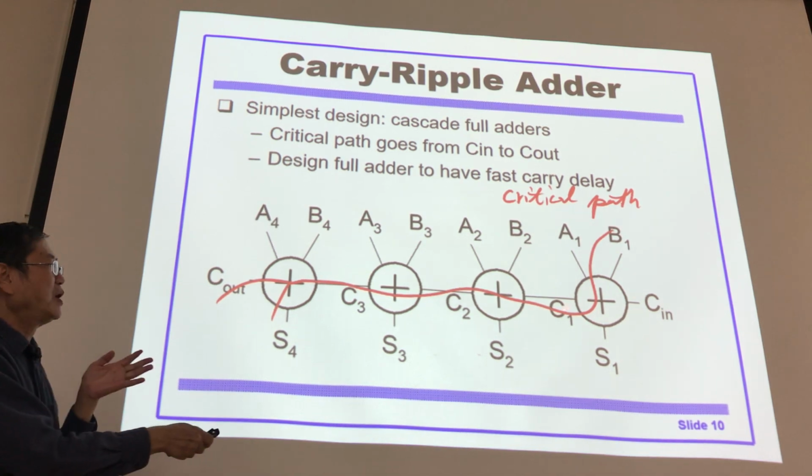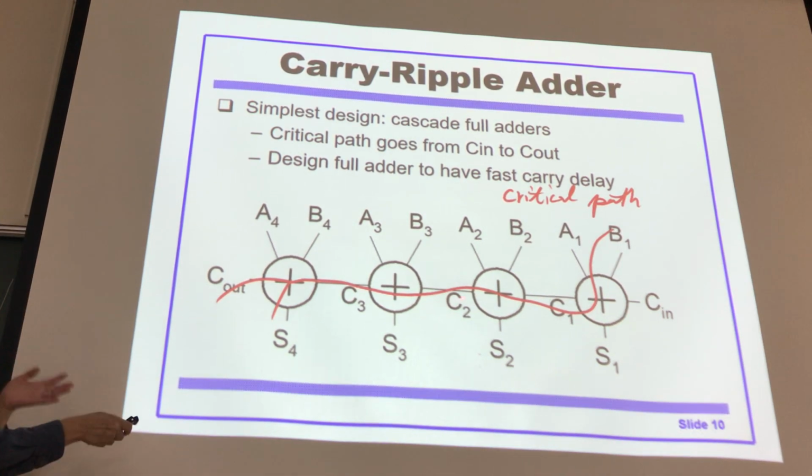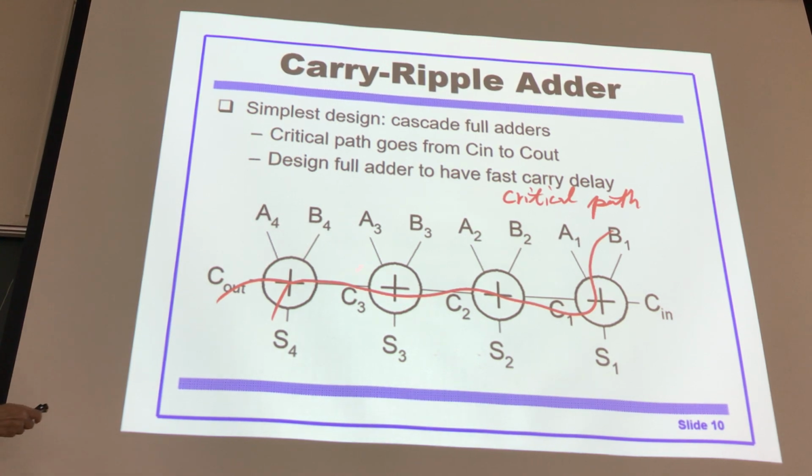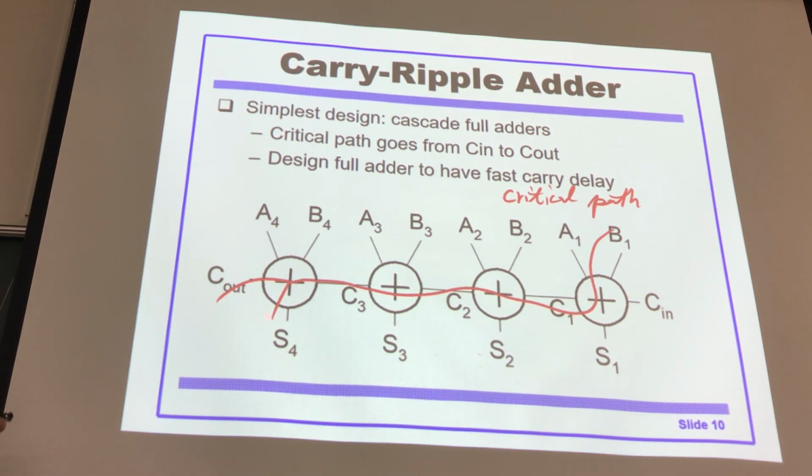Only after you generate C1 can you do this, right? After you get C2, you can calculate the next one. And after you get C3, you can calculate sum 4 and carry out. So the delay is going to be long, especially for a long adder, right? 4 bit should be maybe not too bad, but 8 bit, 16 bit, 32 bit is going to be very, very slow. And the key point to design a fast adder is to reduce the propagation delay, the carry out propagation delay. Okay. So how can you improve it?